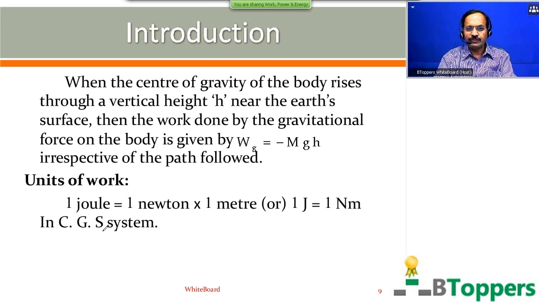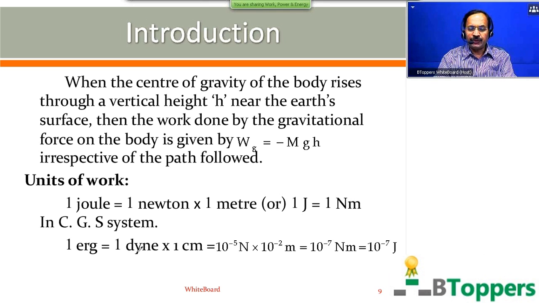In the CGS system, unit of force is dyne, unit of displacement is centimeter, and unit of work is erg. Unit of work in any system, we can write unit of force into unit of displacement. So you can write 1 erg is equal to 1 dyne into 1 centimeter.